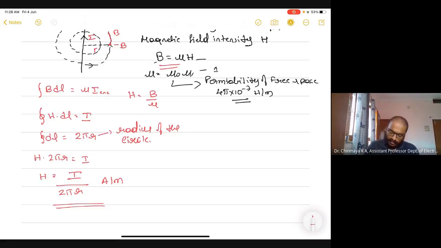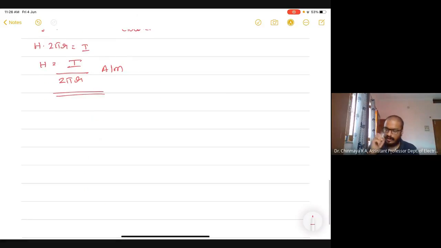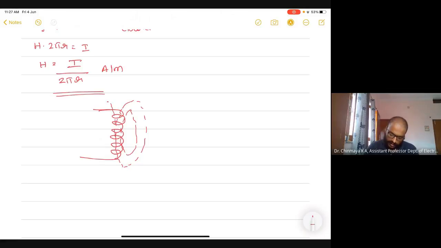So let us consider a solenoid. What is a solenoid? A number of coils. Let us say we have a coil. It will produce a magnetic field in this direction and in this direction. The magnetic field will be perpendicular. So if the current is flowing like this in a solenoid, there will be a north pole and a south pole created because of that coil or solenoid.